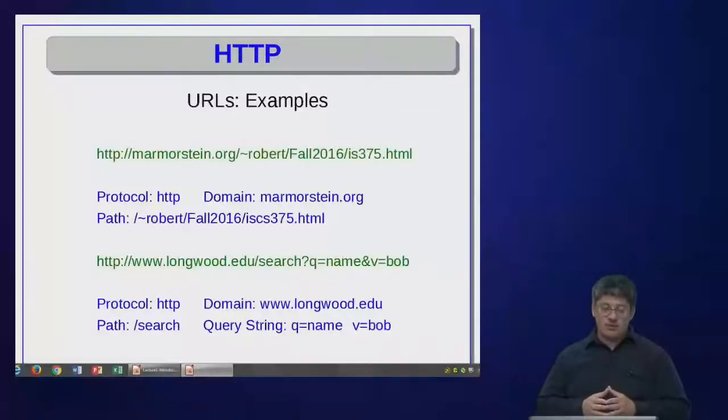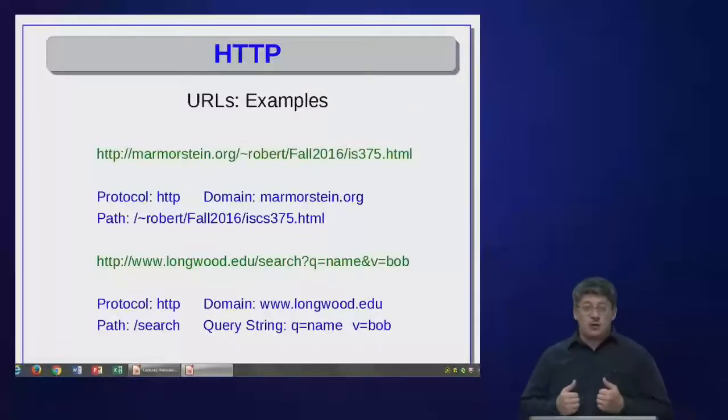The second example, http://www.longwood.edu/search?q=name&v=bob, actually has a query string. So the protocol again is HTTP. The domain is www.longwood.edu. The path is just the page search. And the query string is q=name and v=bob.